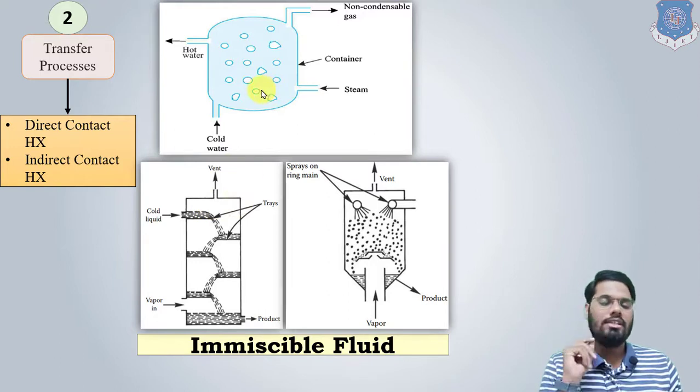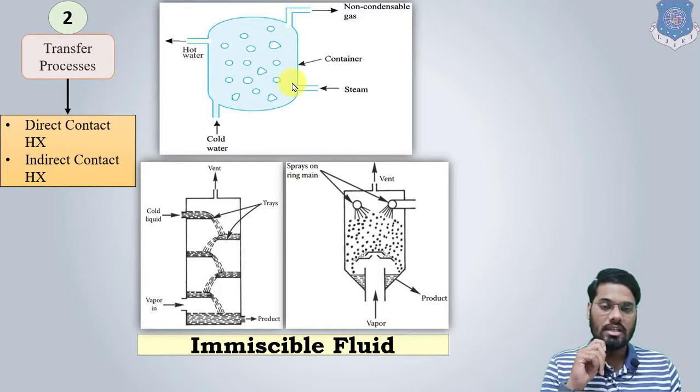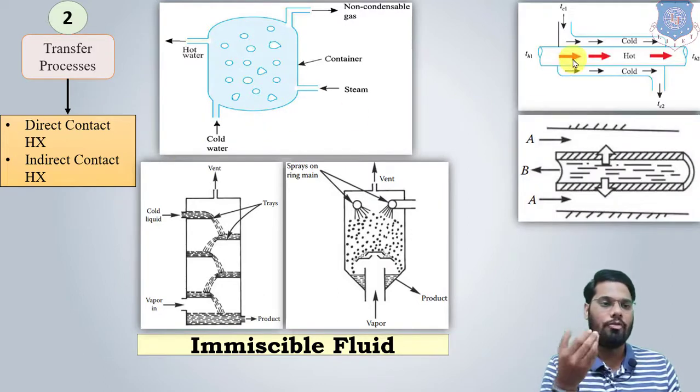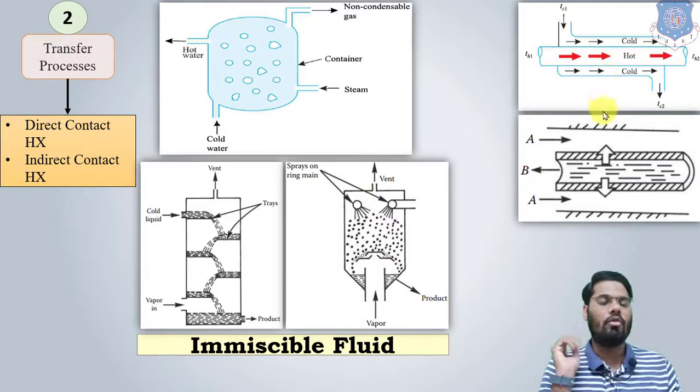But there is one condition for this kind of heat exchanger. Both fluids must be immiscible, meaning they are not going to mix with each other, and it is not dangerous for them to mix. Otherwise, you have to use an indirect contact heat exchanger, in which the hot fluid and cold fluid are separated by means of a wall, the wall of the pipe. Here you can see the hot fluid is flowing through one pipe and the cold fluid is flowing through another pipe. So both fluids are separated by one wall, and the heat transfer takes place through that wall.